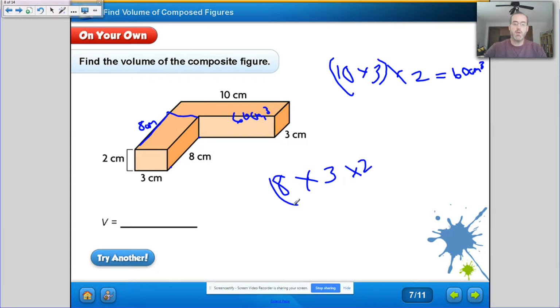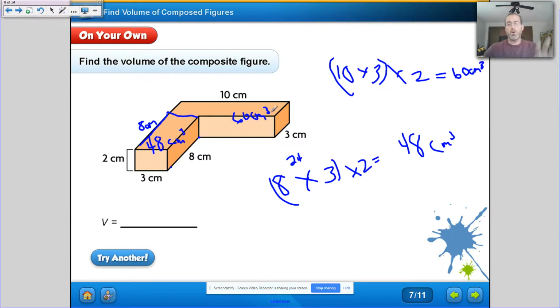Let's employ our order of operations again. 8 times 3 is 24. 24 times 2 would be 48 centimeters cubed. So this one's 48.